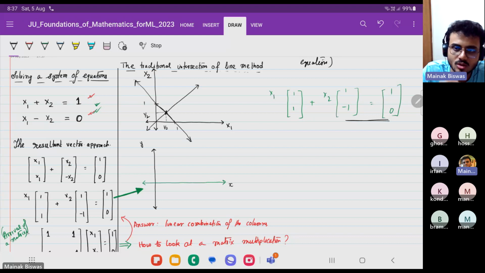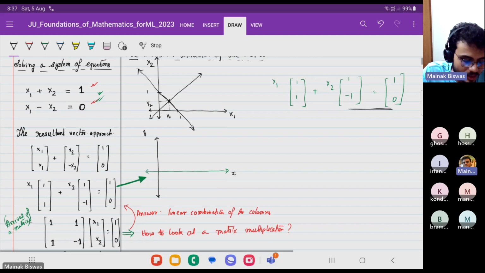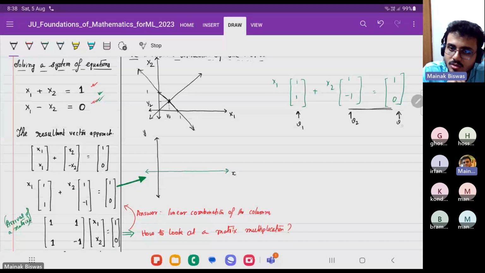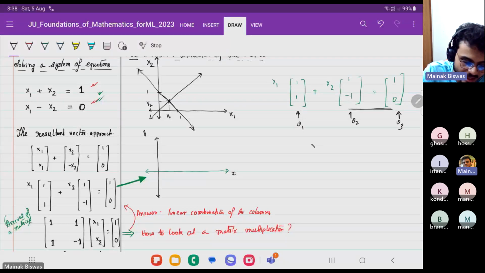In case you don't follow, please interrupt. Once I do this, can I say this is vector 1 and this is vector 2? The vectors you learned in class 11 and 12, all of them apply here, your physics vectors and all. And this is vector 3. So I can say x1 v1 plus x2 v2 equals v3.